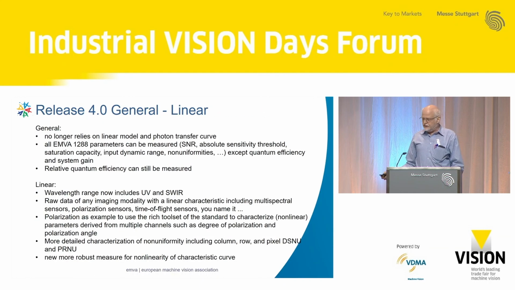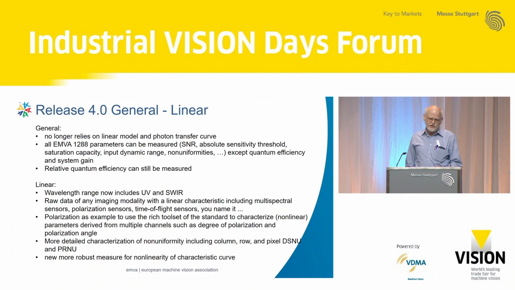In these 2 modules, in general, we no longer rely on a linear model or on a photon transfer curve. But the interesting thing is, even though we have a different module, or actually no model at all, we measure just an input-output relation in a kind of general system approach, we can still measure all the 1288 parameters you are used to. So nothing is actually changing. We still are measuring the signal-to-noise ratio, the absolute sensitivity threshold, saturation capacity, input dynamic range, non-uniformities.